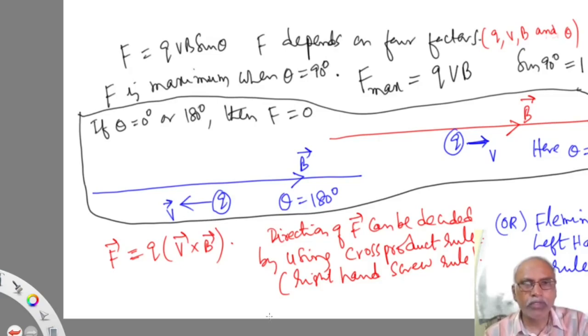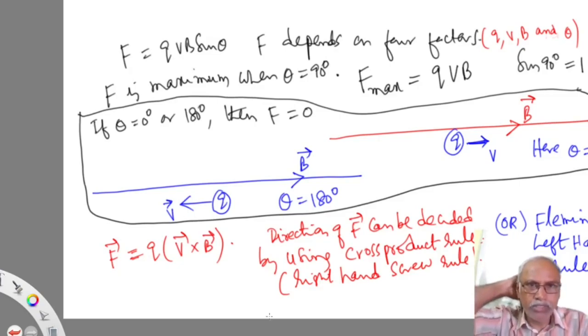Now F is equal to QVB sin theta. Based on this equation, you get 1 mark questions in CBSE exam. If theta is 90 degrees, sin 90 is 1, so the maximum value of sin theta is 1. Therefore, the charged particle experiences maximum force when the particle is moving at 90 degrees to the direction of B bar.